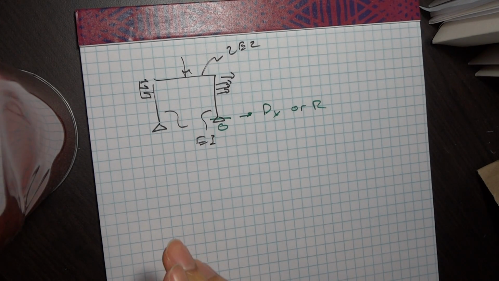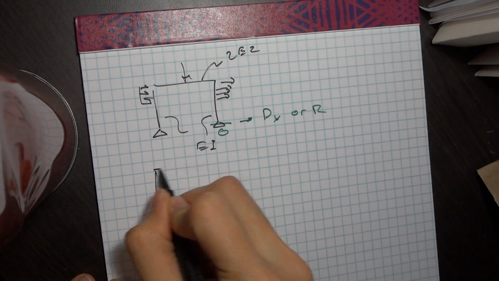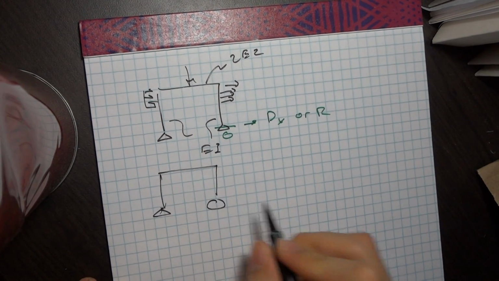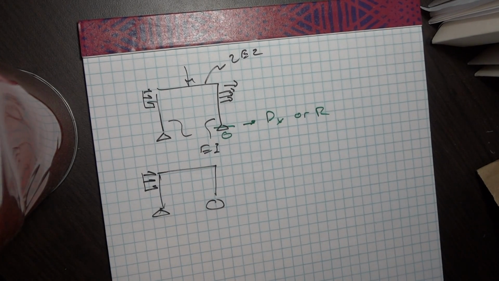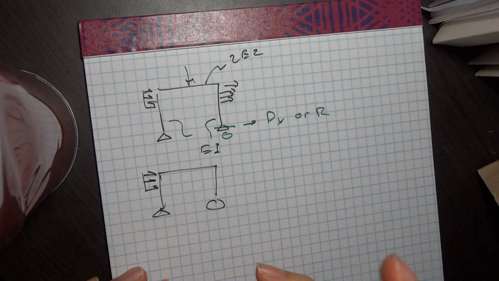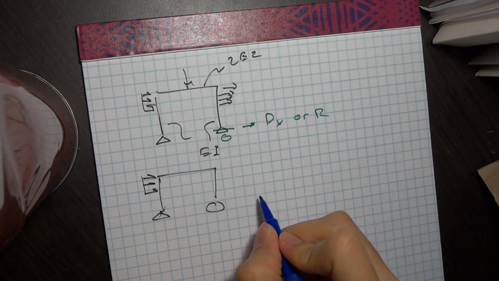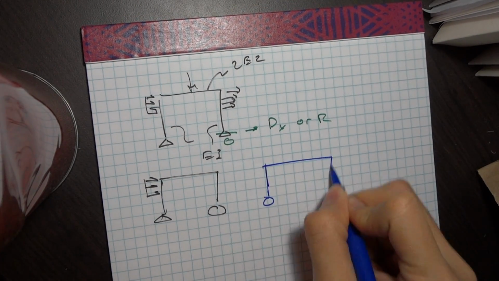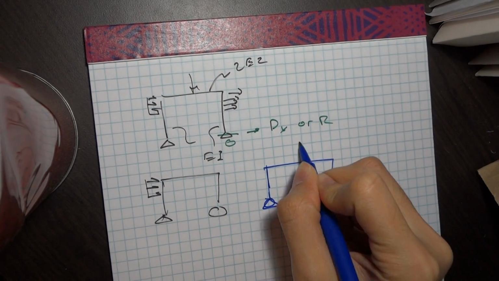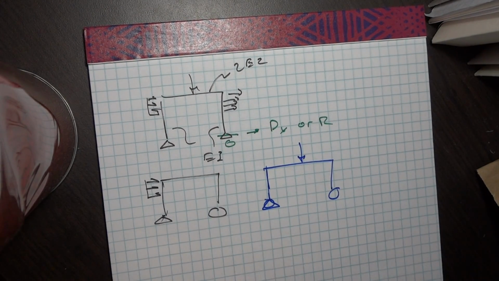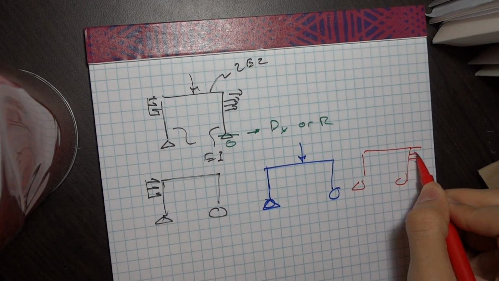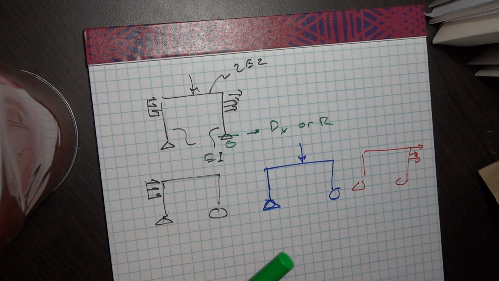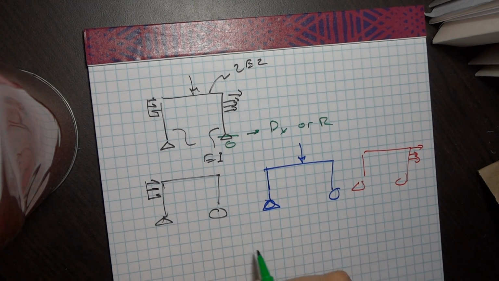I want to split this up into 4 systems. And you're like, 4 systems? No, but it'll actually be easier if we do it this way. I'm going to analyze this one. I'm going to analyze, let's do blue, this one. I'm going to analyze this one. And then I'm going to analyze this one.